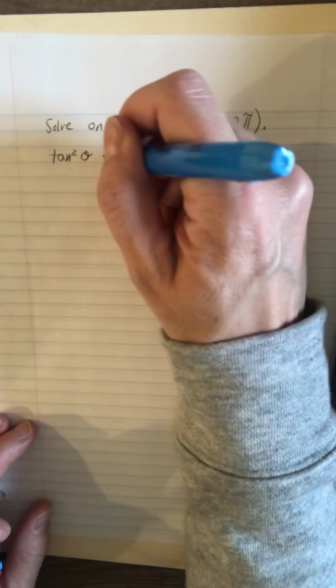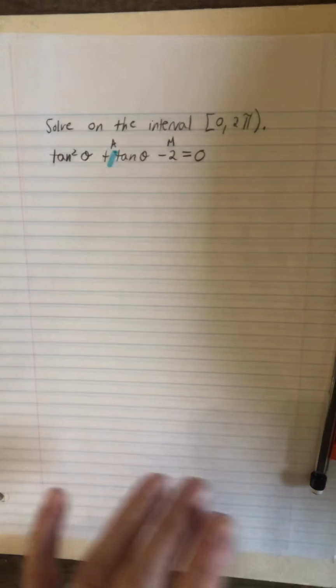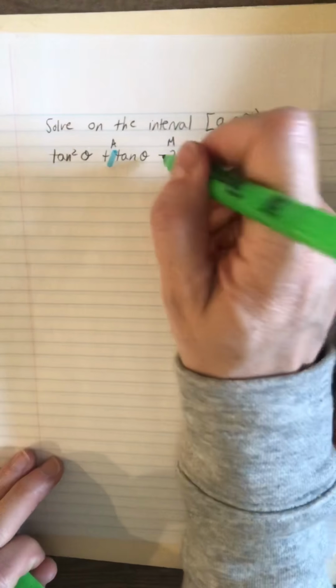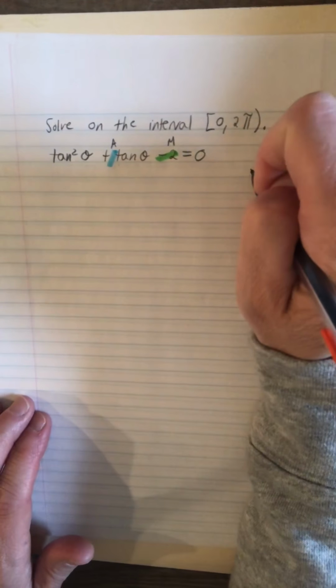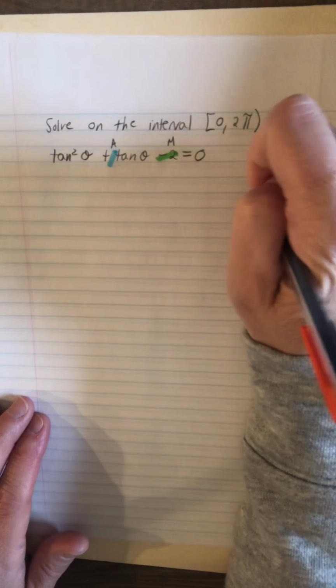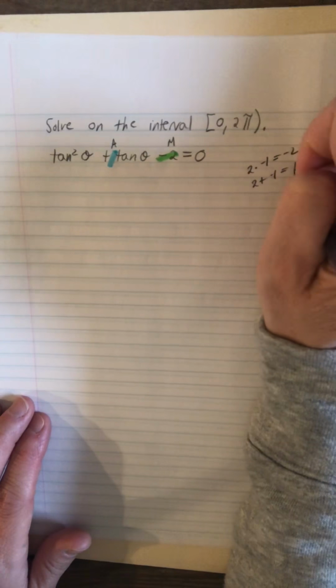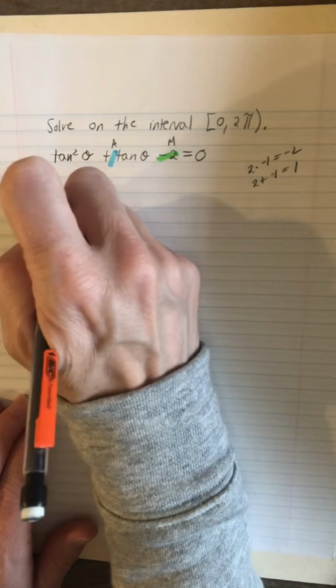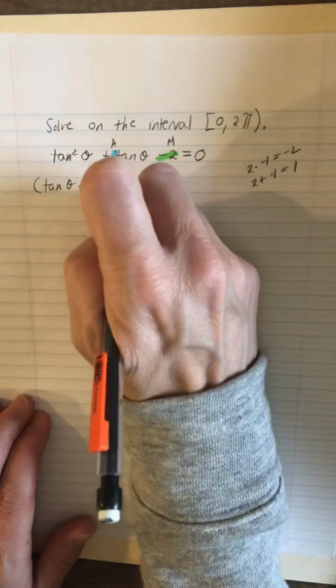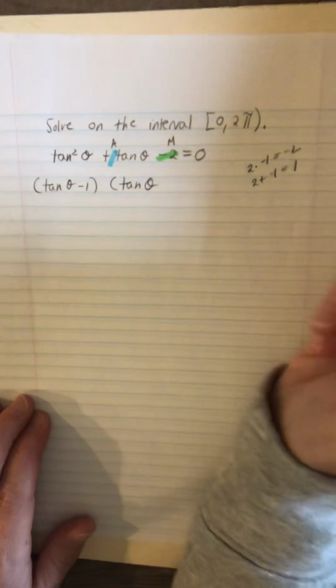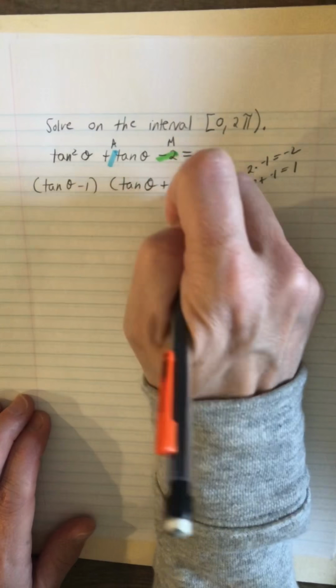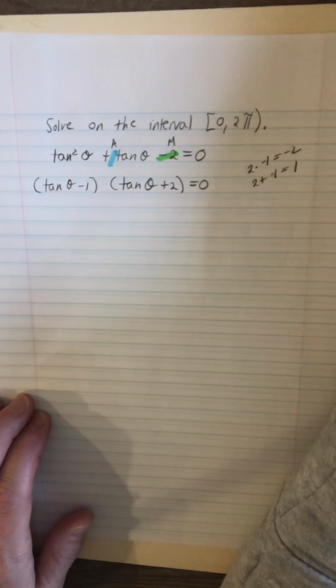And in this case, it is factorable because I know I have a 2 and a negative 1. So I have 2 times negative 1 is negative 2, and 2 plus negative 1 is 1. So I can now rewrite this as tangent theta minus 1 and tangent theta plus 2. If it's factorable, please factor it.